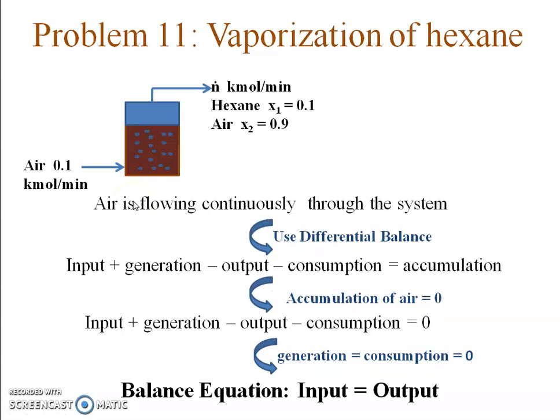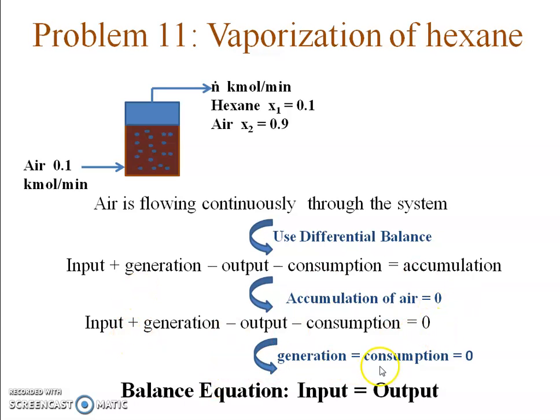Let's see what it looks like. Air is flowing continuously through the system, so I should use a differential balance. Differential balance means all these components are of the form quantity per unit time. Since air is not reacting with hexane, the generation and consumption terms are 0, and none of the air is dissolving in hexane, so whatever air is going in is coming out. So there is no accumulation of air, and the accumulation term goes to 0.